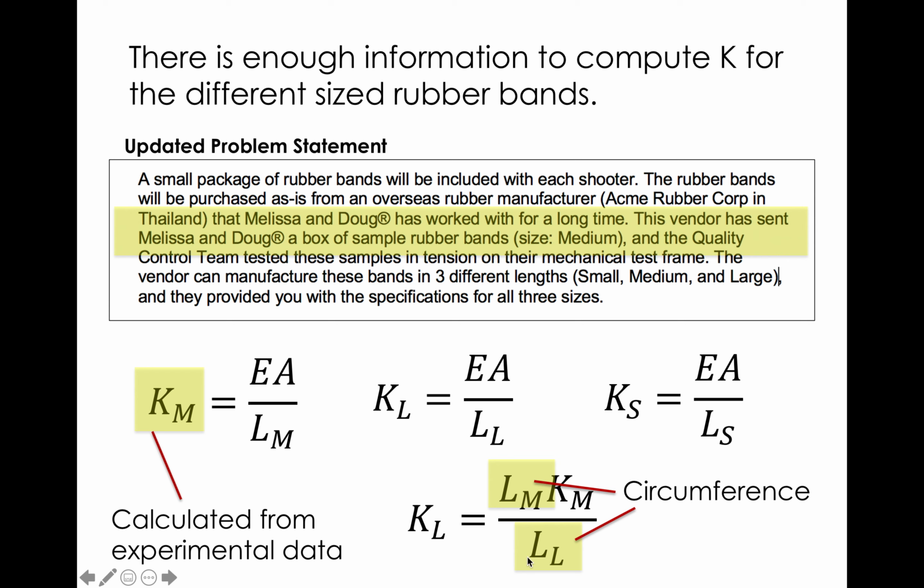And in place of length here, you can just replace the circumference because we're going to assume that those rubber bands are deforming in the same way. They're doubled up on each other in the same way, so we would just use circumference there.